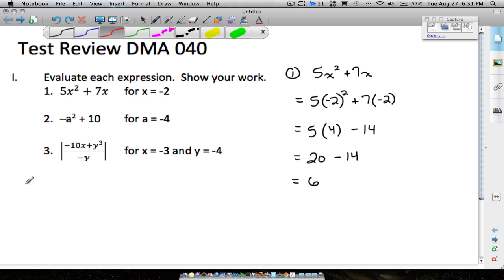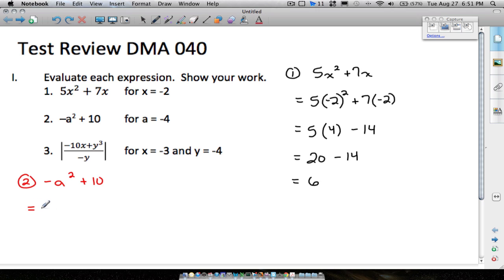So question number 2. We have -a squared plus 10, and we want to plug -4 into a. So this negative, we're going to bring it down, and then inside parentheses, we're going to put the -4, and we're going to square it. -a squared. That's exactly what that expression wants us to do. And let's not forget to add 10.